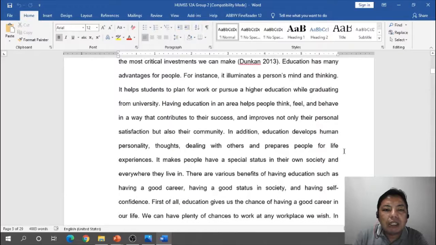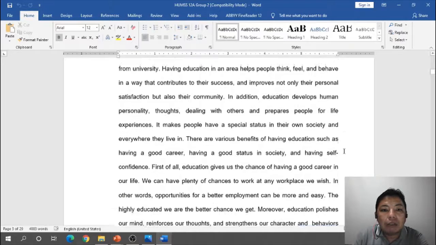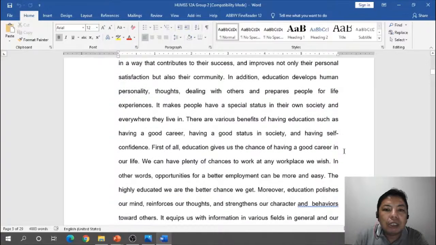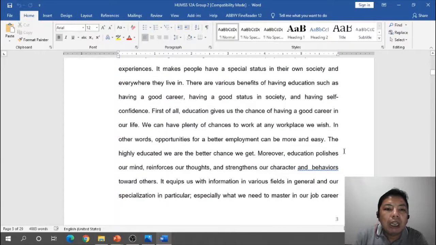Education has many advantages for people. For instance, it illuminates a person's minds and thinking. It helps students to plan for work or pursue a higher education while graduating from university. Having education in an area helps people think, feel, and behave in a way that contributes to their success and improves not only their personal satisfaction, but also their community. In addition, education develops human personality, thoughts, dealing with others, and prepares people for life experience. It makes people have special status in their own society and everywhere they live in.